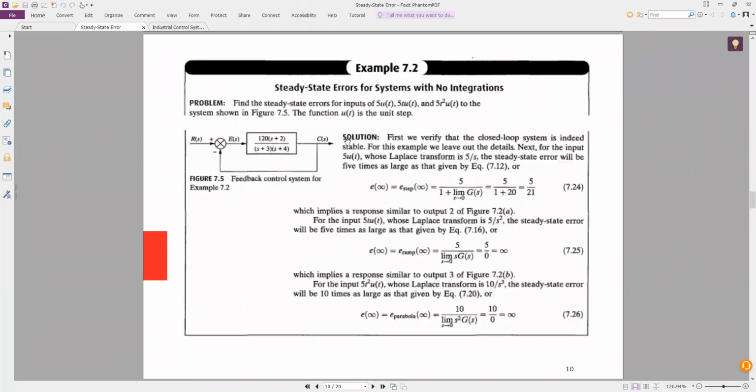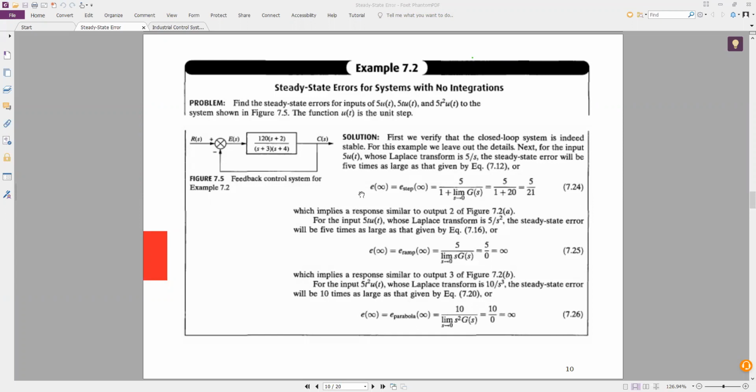Now see, steady state errors for systems with no integrations. Let's see the example. Find the steady state error for inputs 5u(t), 5t u(t), and 5t square u(t) to the system shown in figure 7.5. So this is a feedback control system for example 7.2.